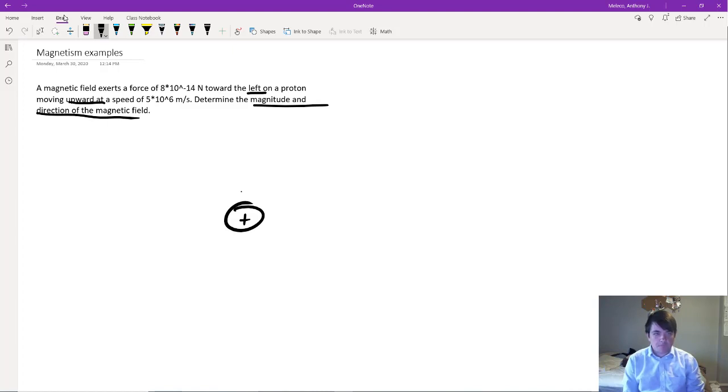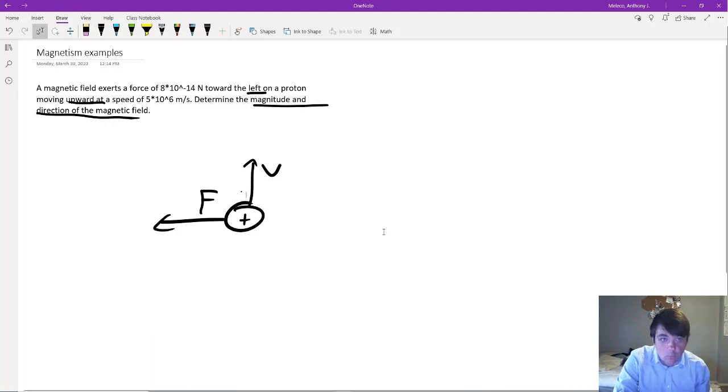So we have the force is acting to the left. Okay, so the magnetic force is acting to the left on the proton, whereas the proton itself is moving upward at a speed of 5 times 10 to the 6. And we want to determine the magnitude and direction of the magnetic field. So what we can do is we can do this in any order we want. We can do the direction first or the force first, what the magnitude is. So the force is actually pretty easy.